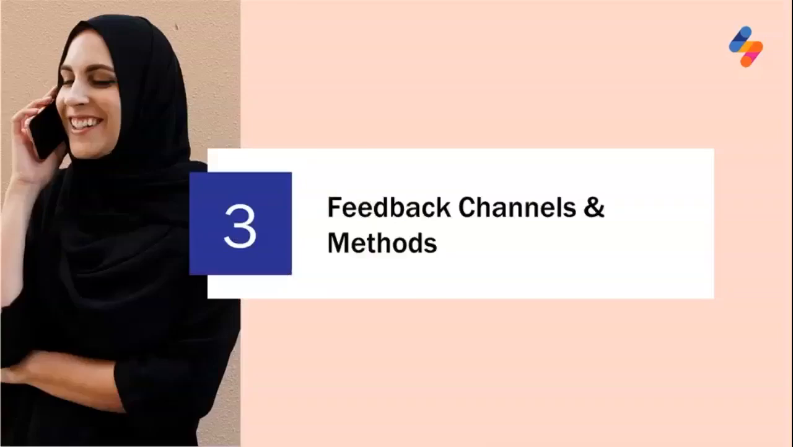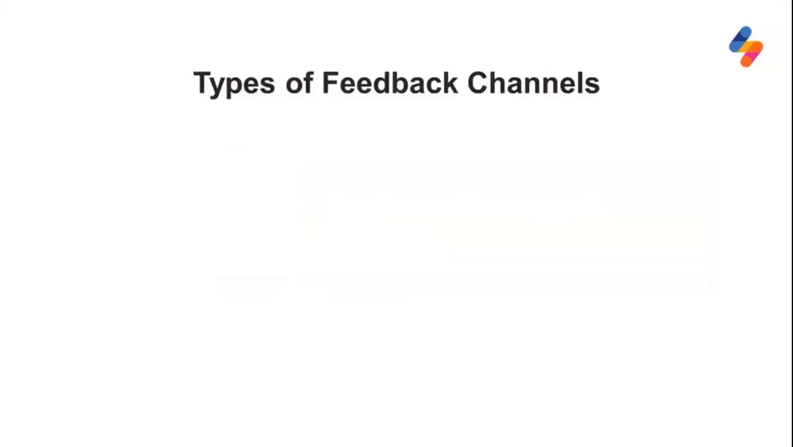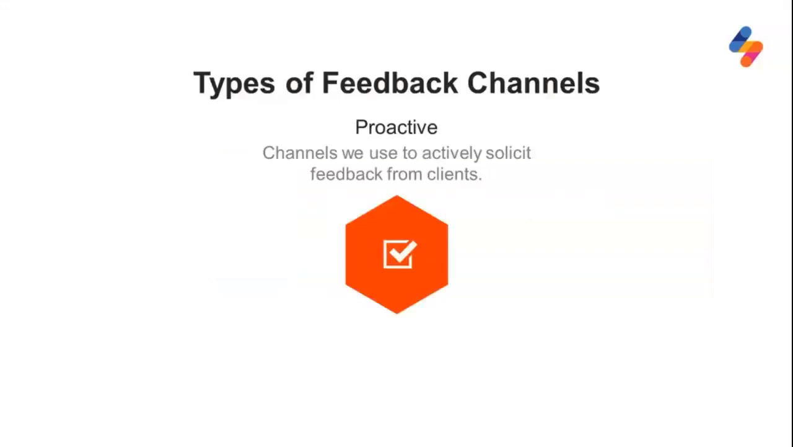Okay, great. So I'd like to move on now to feedback channels and methods. Let's talk about a few types of feedback channels. First, we can think about proactive channels. Those are channels we use to actively solicit feedback from clients. So this is really where we, the organization and program staff, have specific questions in mind, and we're actively developing feedback methods. An example would be drafting a survey.